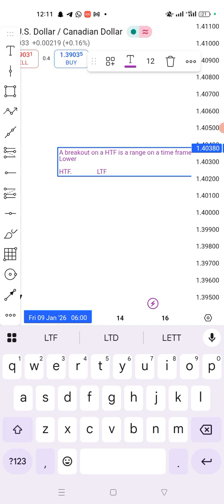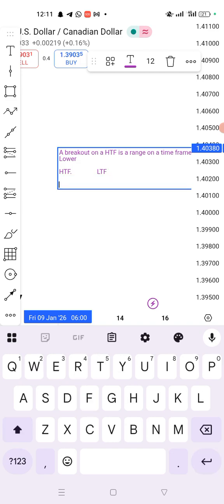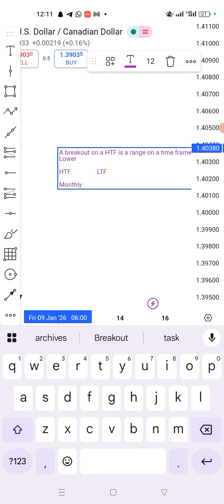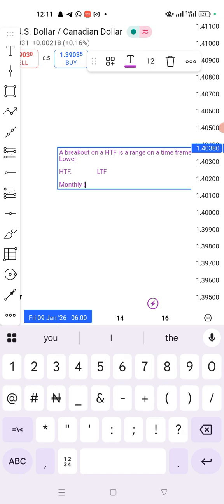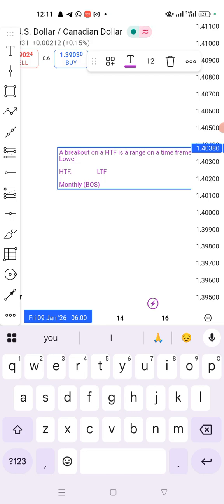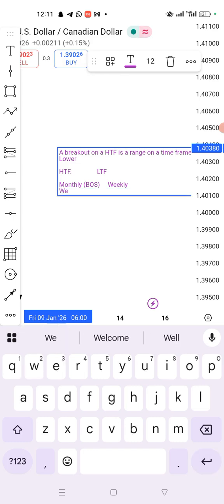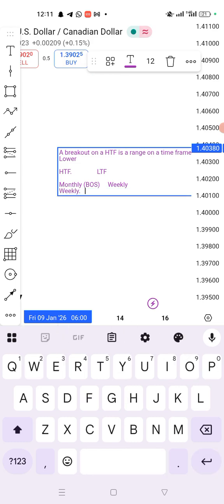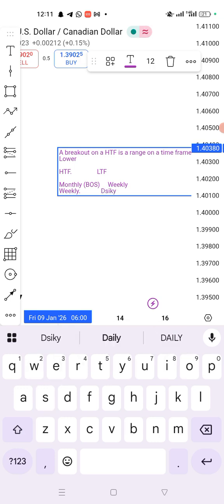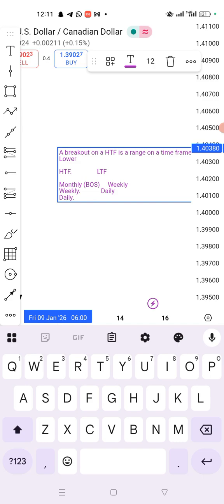Now if my higher time frame is monthly, and on that monthly I was able to see a breakout, or let me say a BOS, then on the lower time frame I'm going to see a range. The one time frame lower than monthly is weekly, right? If my higher time frame is weekly, the one time frame lower is daily. If my higher time frame is daily, the one time frame lower is H4.